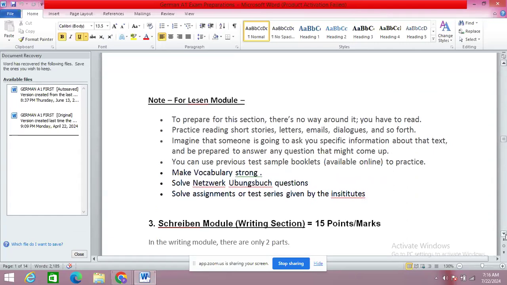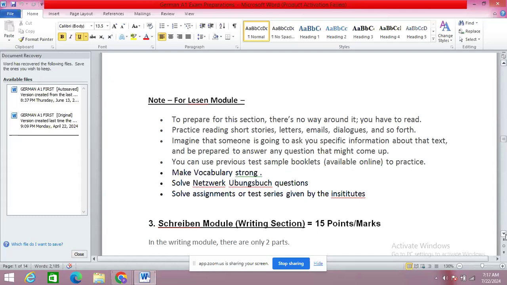To prepare for this section, the more you read, the more you are able to understand. Start practicing reading short stories, letters, emails, dialogues. That kind of content is going to help you a lot. Imagine that someone is going to ask you some specific information about that text, and be prepared to answer any question that might come up.